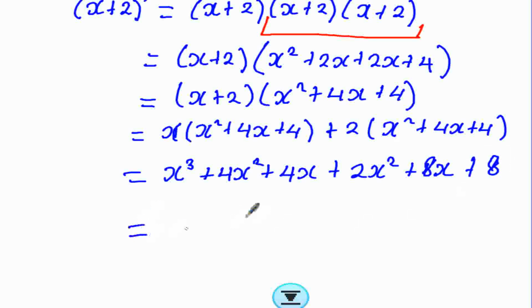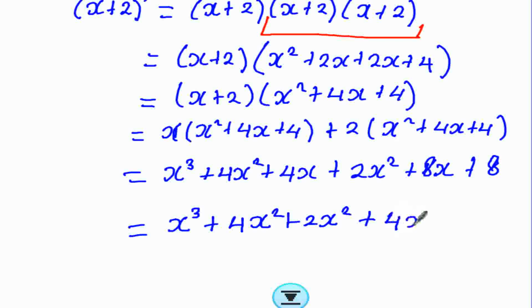So the next part will be collecting like terms, which will be, we don't have any cube number apart from this, so it is just x cubed. Then for the square numbers, for the x with a square, we have 4x squared and 2x squared. And then for those with the power of 1, we have 4x and then 8x, and we have a single constant, which is 8.